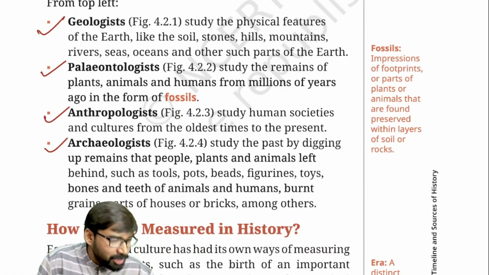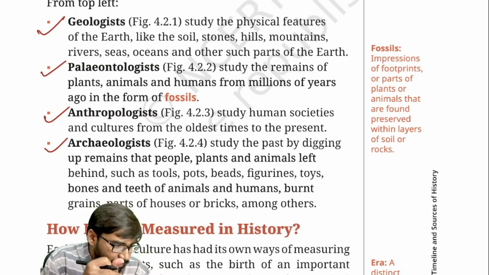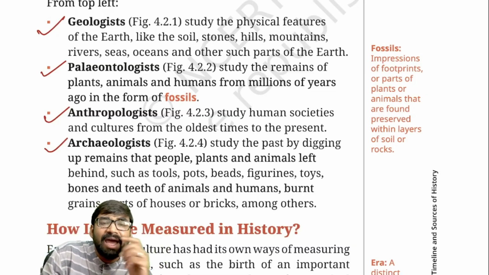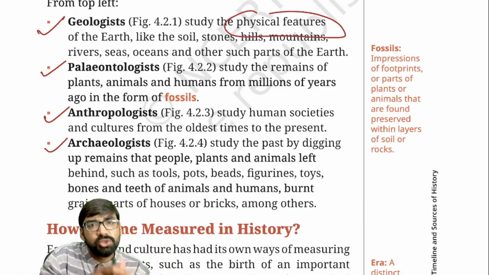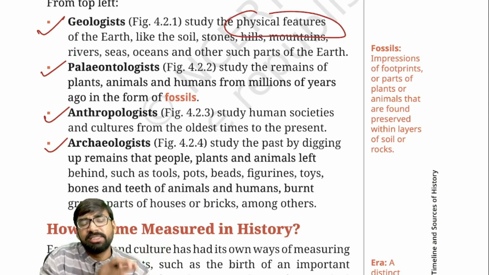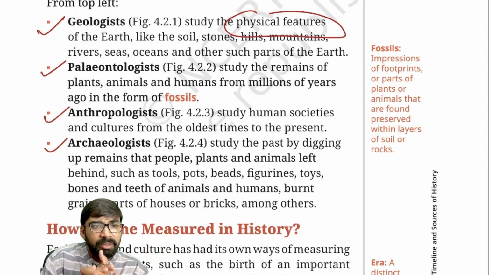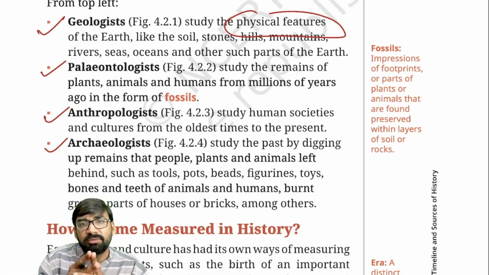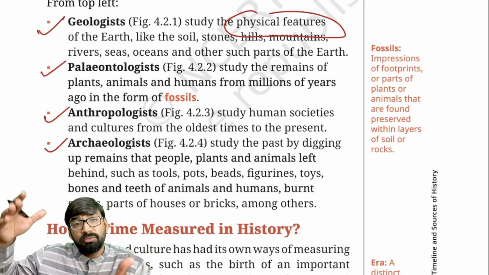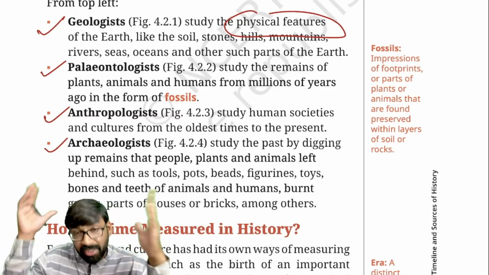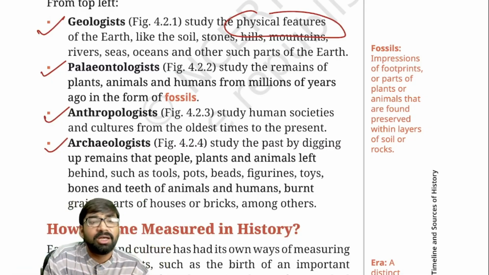सबसे पहली बात, अब ये जियोलॉजिस्ट कौन होते हैं? जियोलॉजिस्ट का काम क्या होता है? They actually study the physical features of earth like soil, stones, hills, mountains, etcetera and etcetera. Clear? Paleontologists, they actually study the remains of plants, animals, humans, है ना, which are actually around million years ago, जो पहले थे उनके फॉसिल्स को स्टडी किया जाता है.